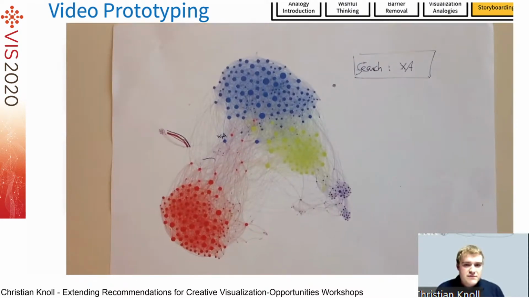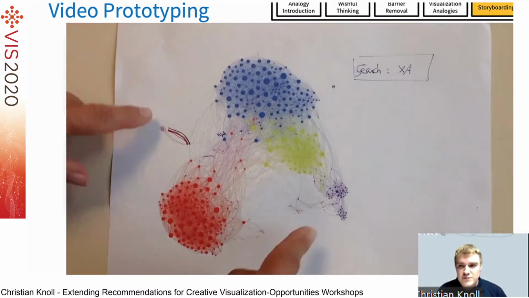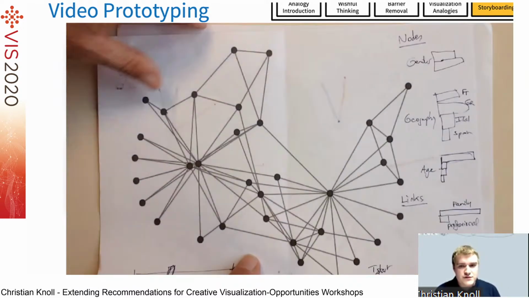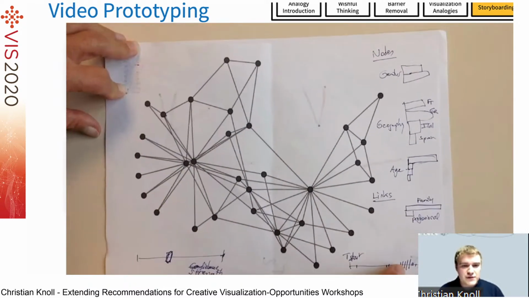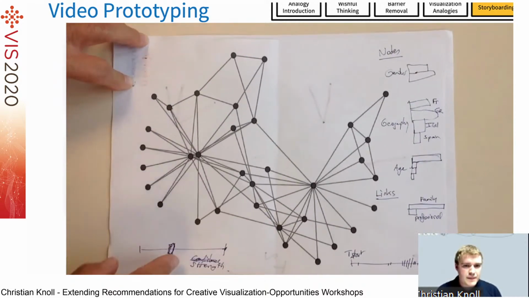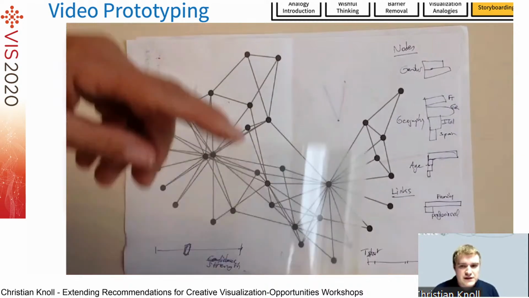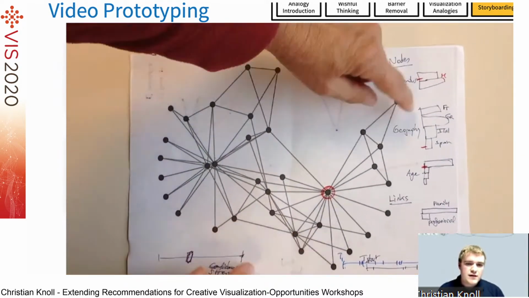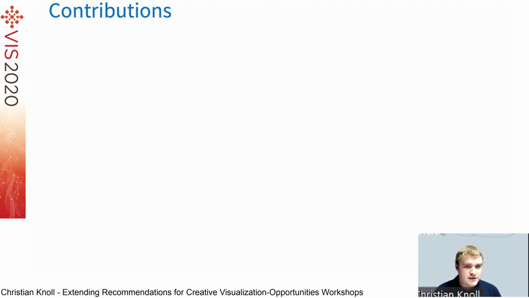So here you can see a video prototype showing a large network that is explored by the participant. The participant selects a subnetwork and a detailed graph with meta information on the nodes and edges is displayed. The participant explains the additional information in this view. And then clicks on one of the nodes to get more information on the selected node. So this is one short example of how a video prototype could look like.